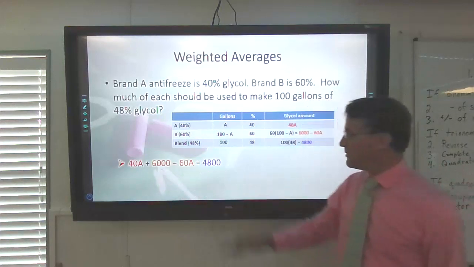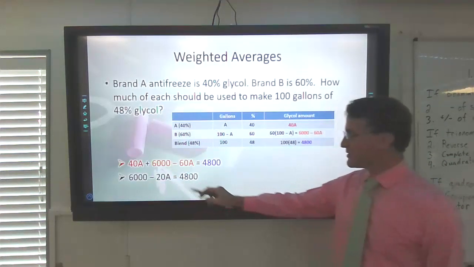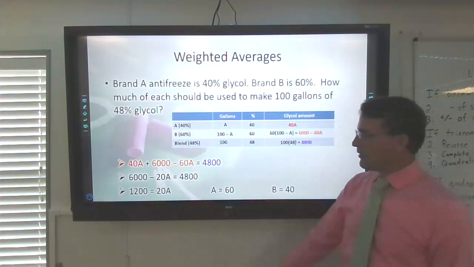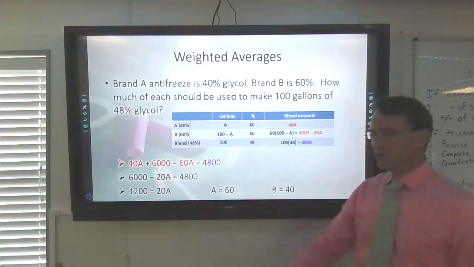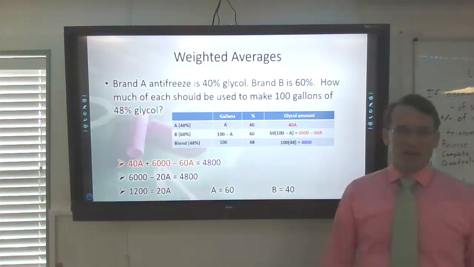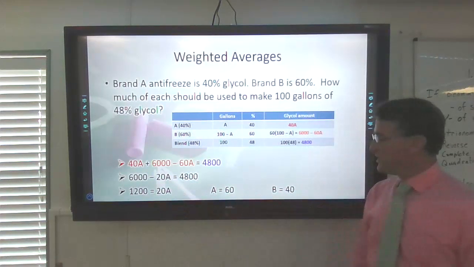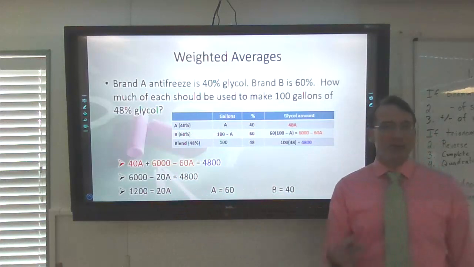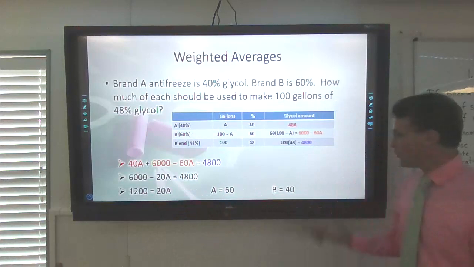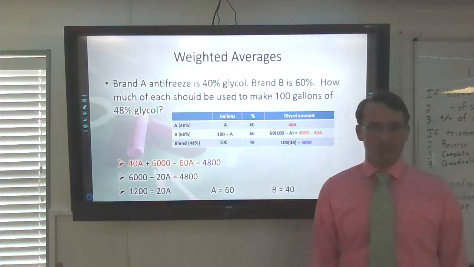I'm going to go ahead and combine my A's. That gives me negative 20A. If I subtract 6,000 from both sides, that gives me negative 20A is equal to negative 1,200. Multiply both sides by negative, it gets rid of the negatives there. Divide both sides by 20, and that gives me A. So I need 60 gallons of brand A, which would mean the other 40 gallons would have to come from brand B.